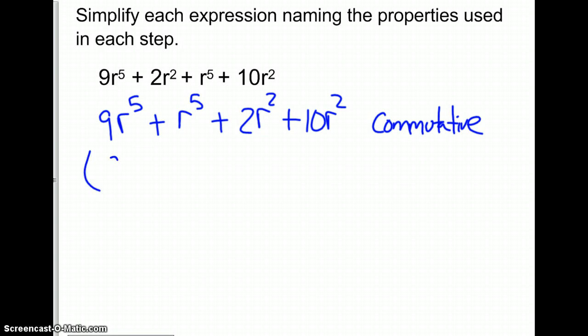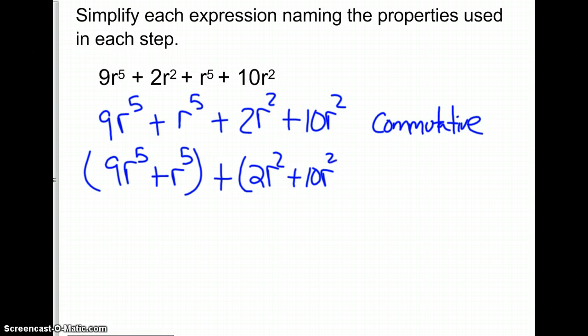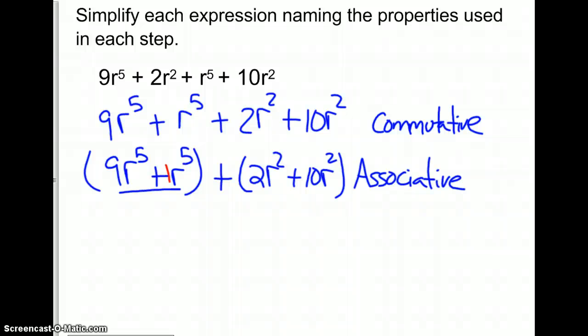And then at this point, we are going to go ahead and group, and we should use the associative property here. And this just formally groups like terms together. At this point, we can go ahead and simplify. 9r to the fifth plus r to the fifth. We want to remember that there's a 1 in front of the r, so we can treat it as 9 plus 1. That becomes 10r to the 5th plus 12r to the 2nd.